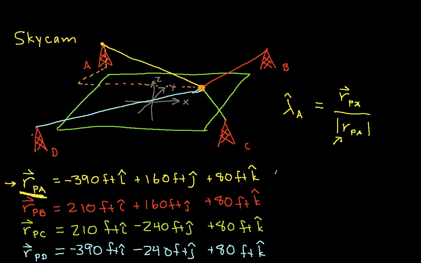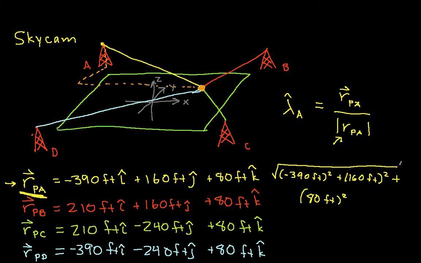So the only thing I would really need to know then to compute this is the magnitude of RPA, which will be the square root of minus 390 feet squared plus 160 feet squared plus 80 feet squared. This is awful notation. Just think of this square root continuing on here. That's really ugly. So I can compute this, take each of the components of RPA, square them, and then take the square root of the sum of those squares, and then divide each of the components of RPA by the magnitude of RPA, which I would have just computed, and that will give me the unit vector.